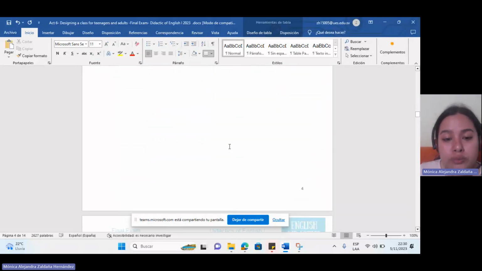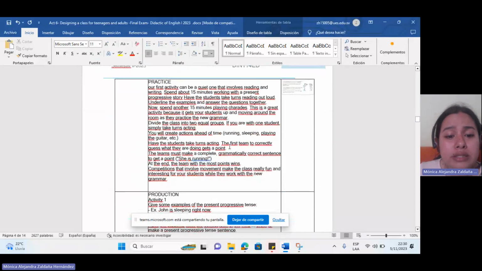And for the practice, our first activity can be quiet, one that involves reading the study and writing, spending about 15 minutes working with a present progressive study. Have students take turns reading out loud, underline the examples and answer the questions together, and then spend another 15 minutes playing charades.